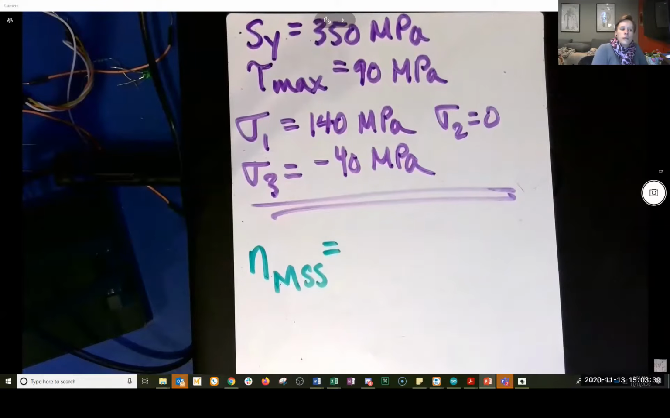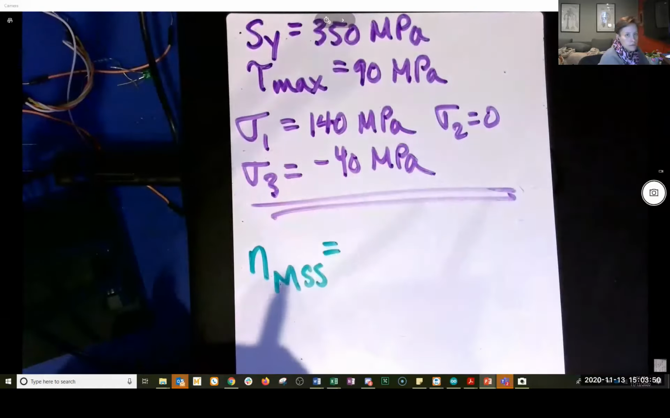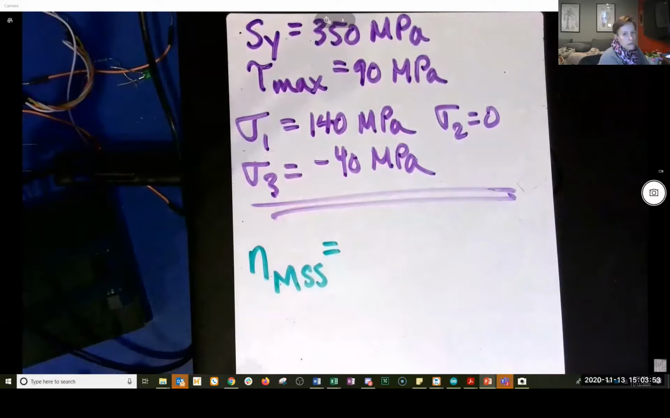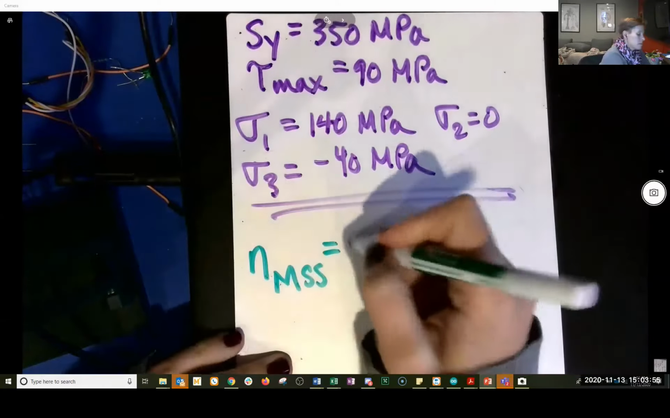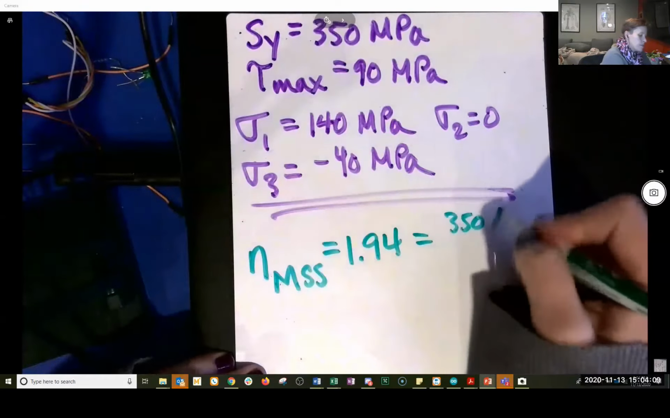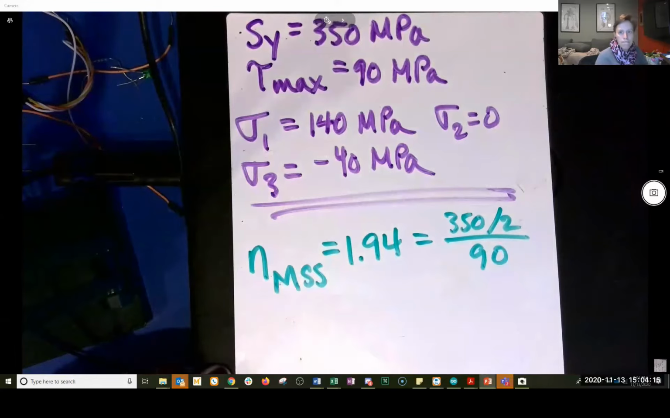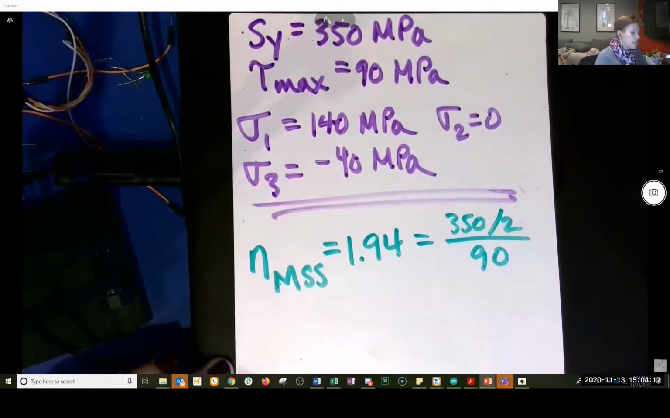So let's start with the easy one. Factor of safety, MSS. What do we got? I got 1.94. Who else? 1.94. Does that hold up? Paul got the same. So we took the 350 over 2. We divided by the 90, and you get that 1.94, right? Okie dokie. Robert and Ryan agree. Anyone with questions?